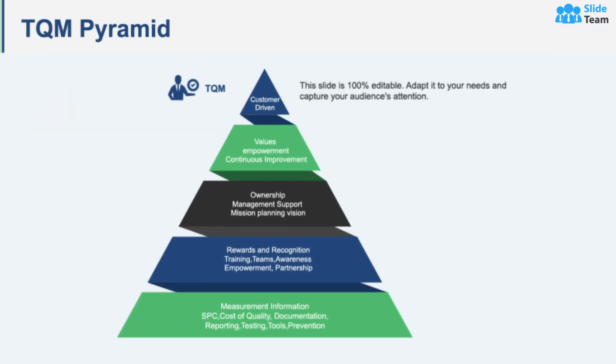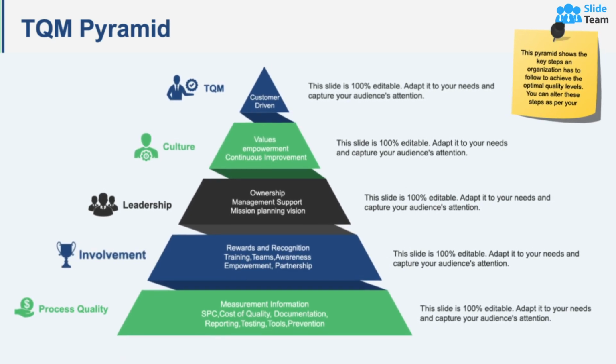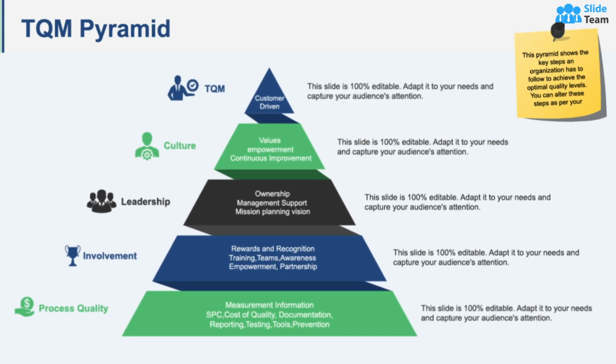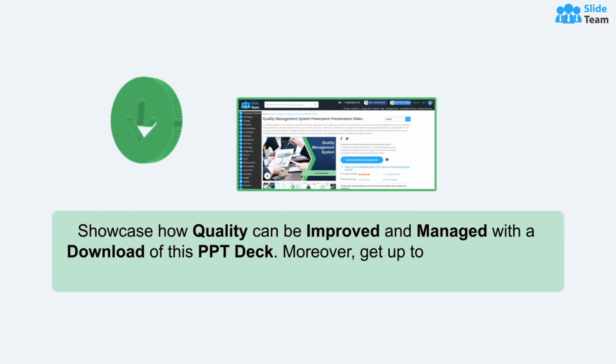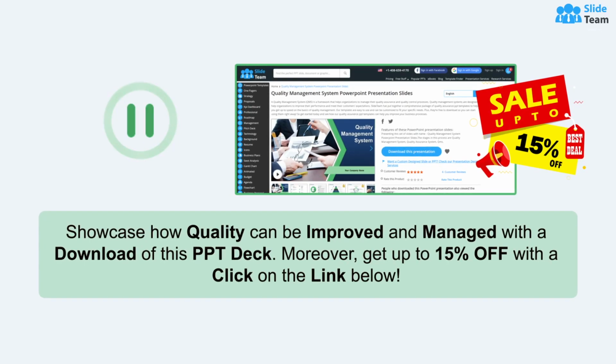Demonstrate the TQM pyramid and make the audience well-versed with the 5 tiers of process quality: involvement, leadership, culture, and TQM. Showcase how quality can be improved and managed with a download of this PPT deck.